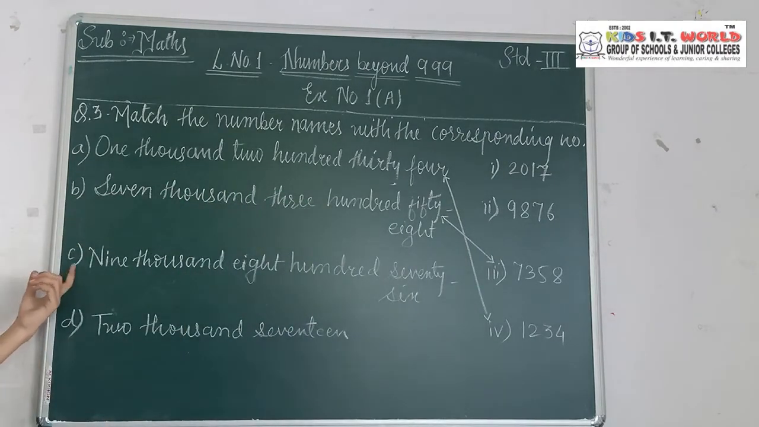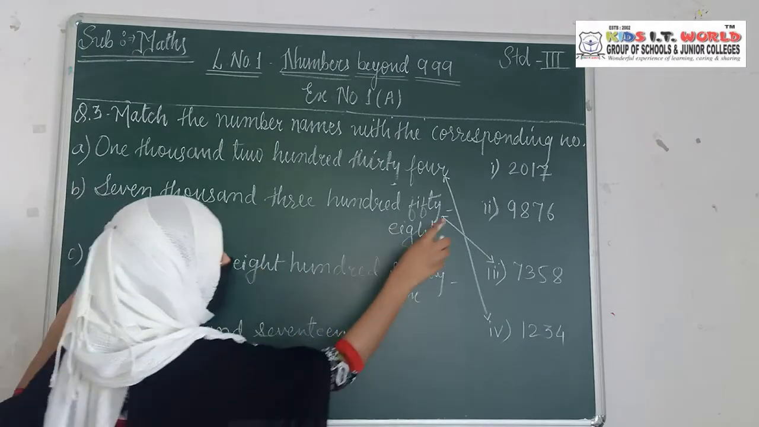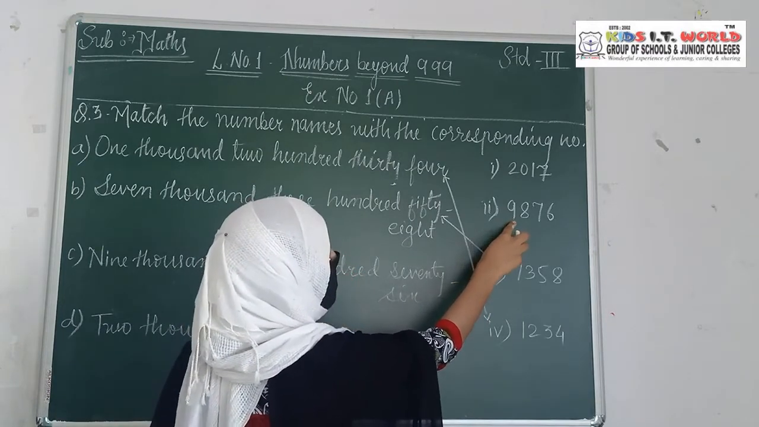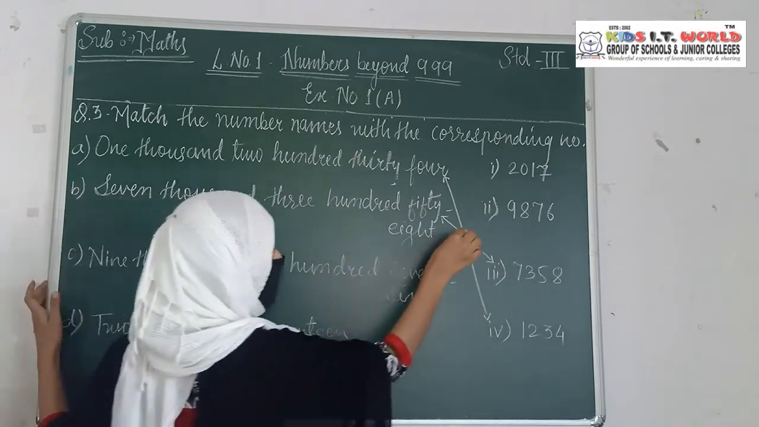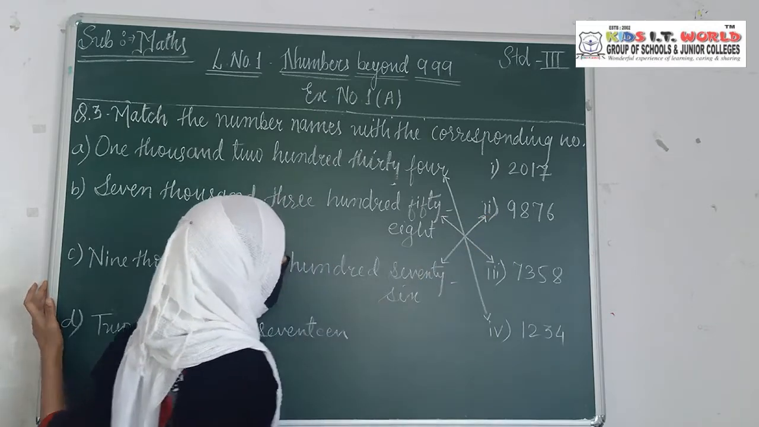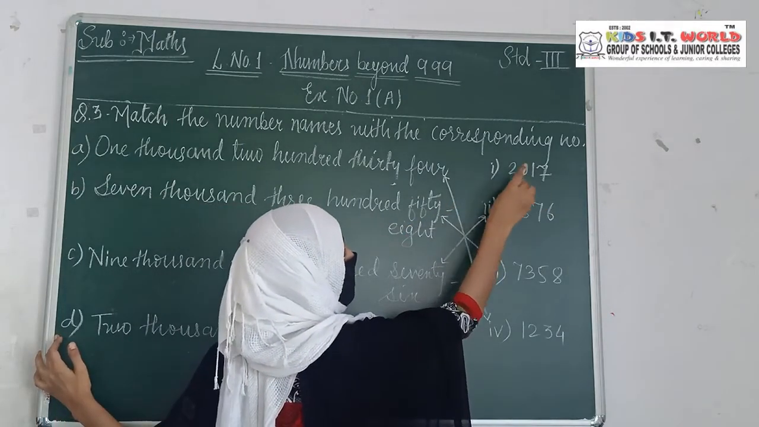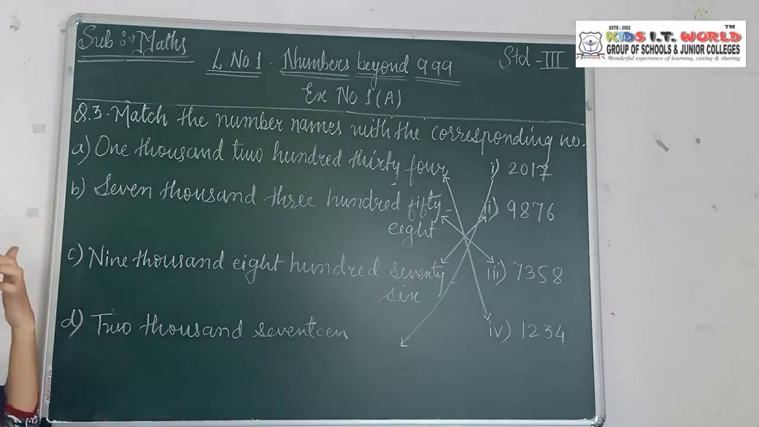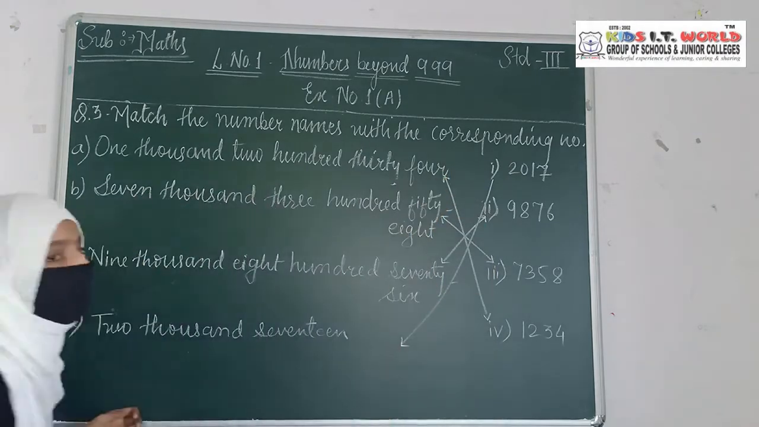Now the C1, 9876. Here which number is matchable? Here you can see the number is starting from the end and its position is 1000. So it is 9876. So it is matchable with this. So draw the line from second to the third and draw the arrow with the pencil and scale. Now the last one, which is remaining here, 2070. So draw the line from 1 to 4. In this way you can match the pairs, or you can write the number in front of the question.